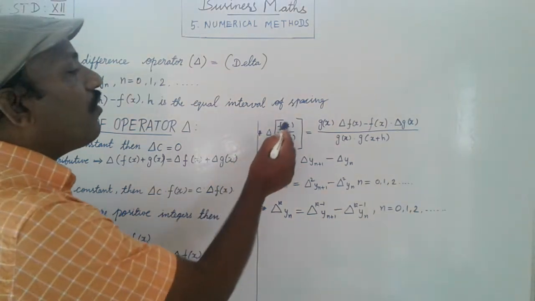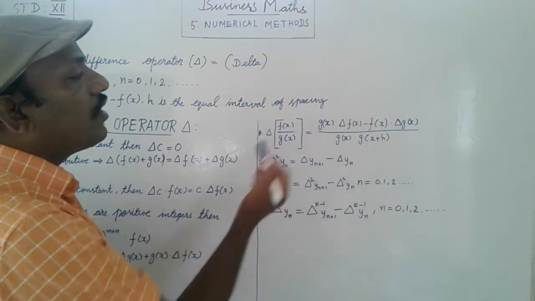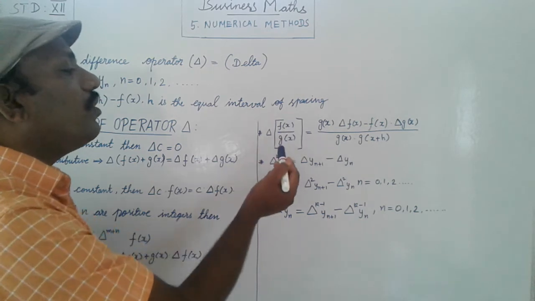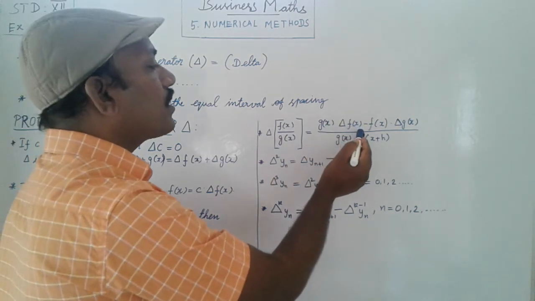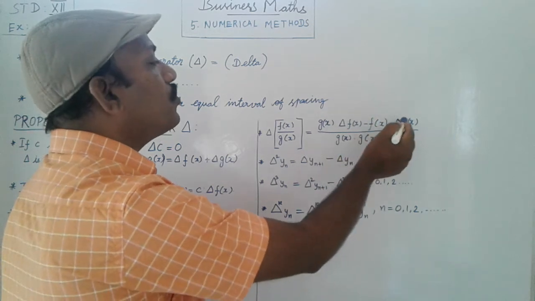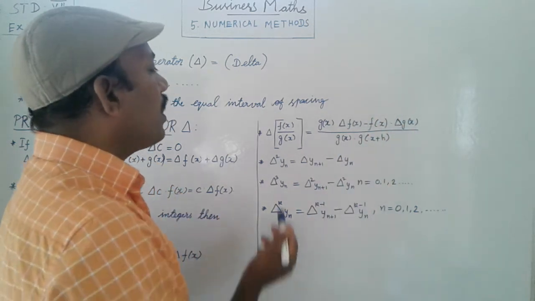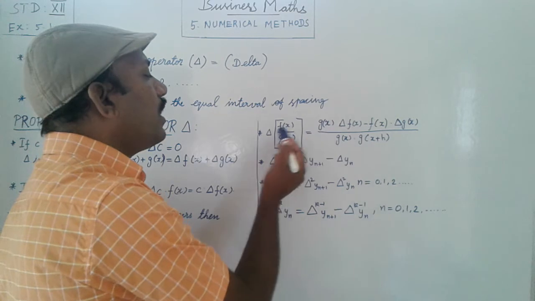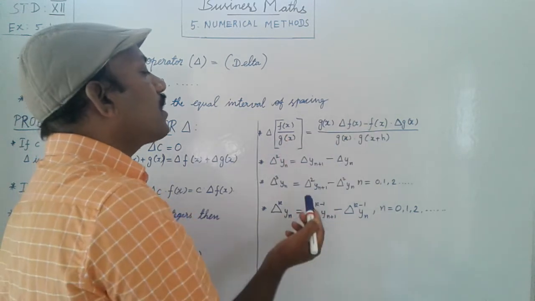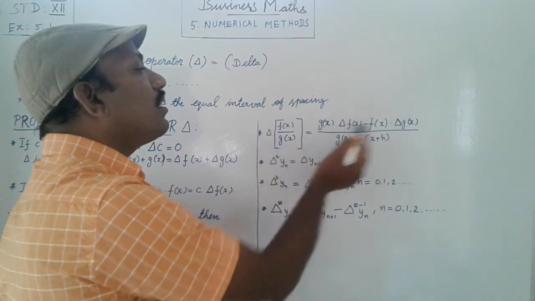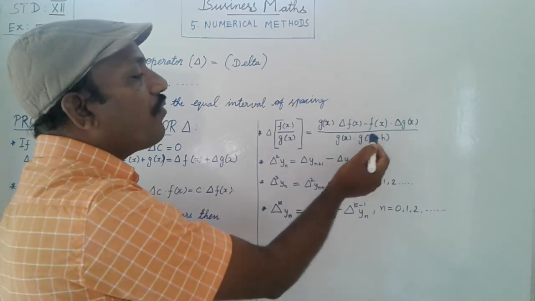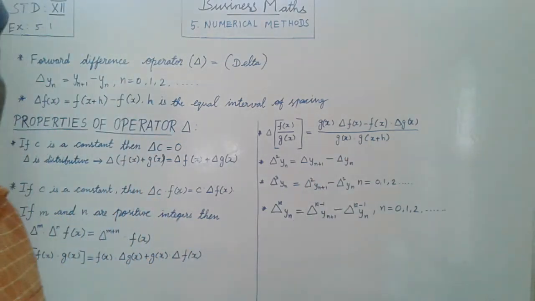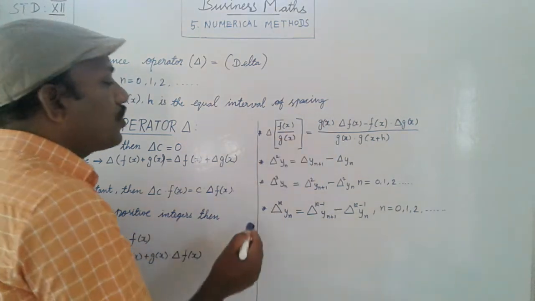Next, delta of f of x divided by g of x, this is a u by v form. So it equals g of x into delta f of x minus f of x into delta g of x, divided by g of x into g of x plus h.